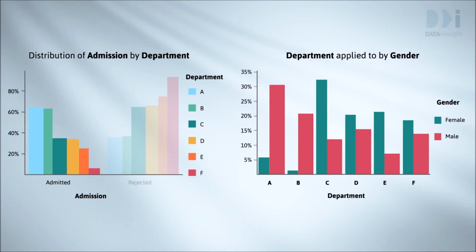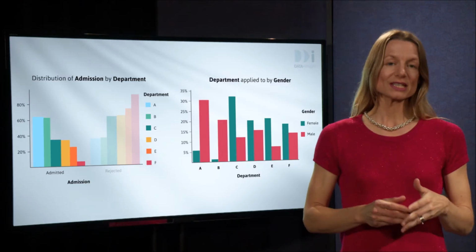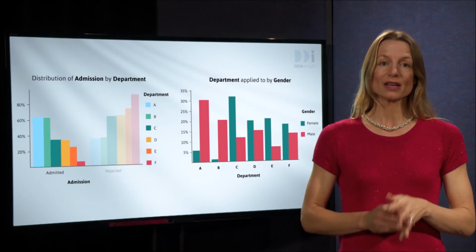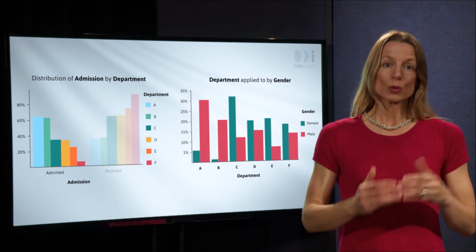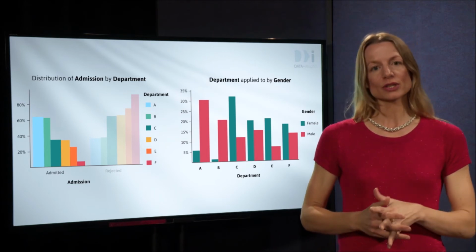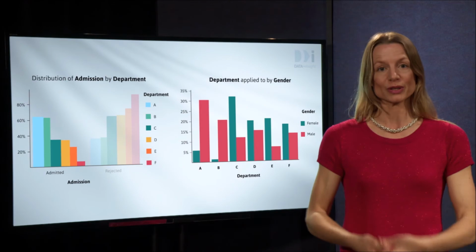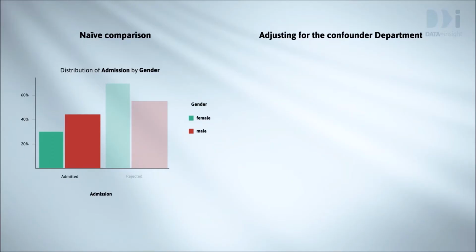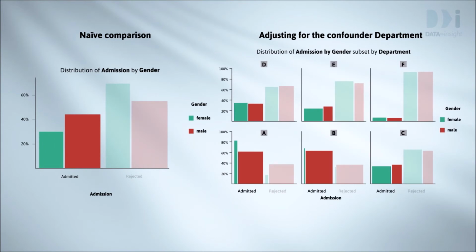Most females are applying to the departments C to F, which have low admission rates, whereas many more males are applying to departments A and B, which have very high admission rates. So that's why females had lower admission rates overall. The basic message in this example is the same as with the lung function and smoking example. We got a false impression when we just looked at the relationship between the two variables on their own. We needed to adjust for the effect of an important confounder, in this case, department.